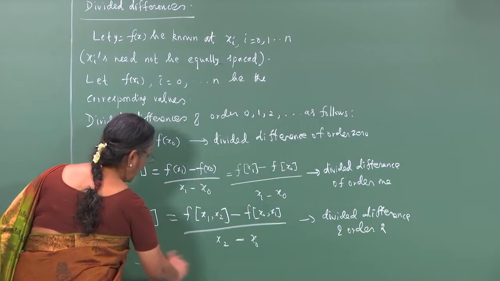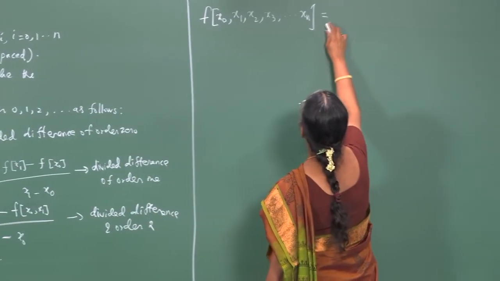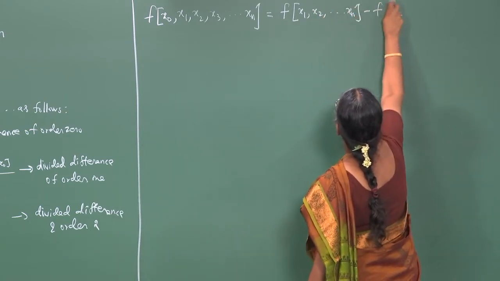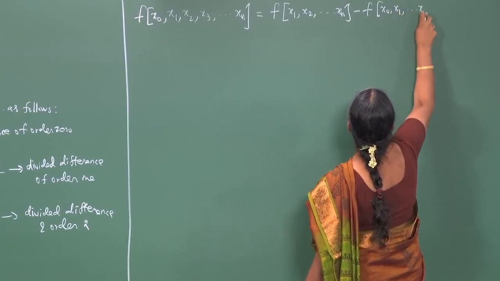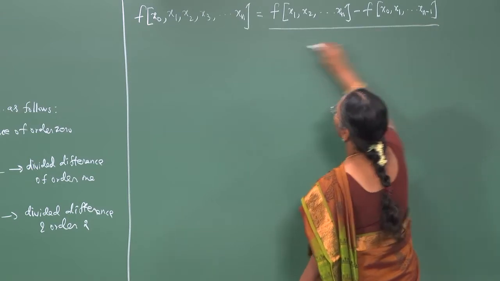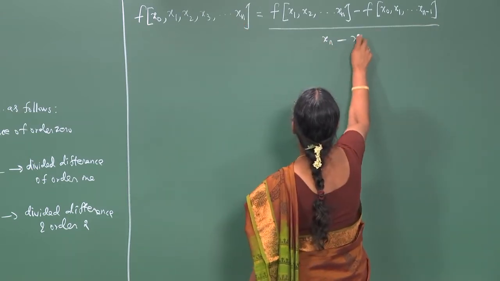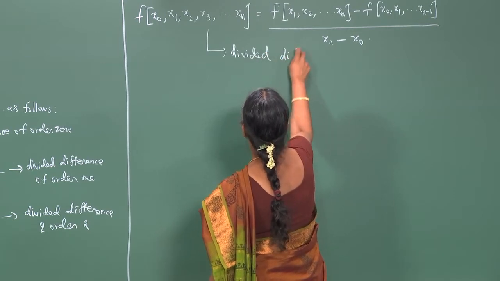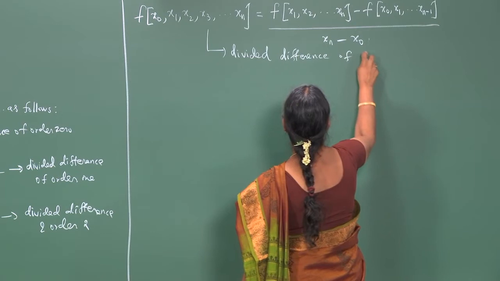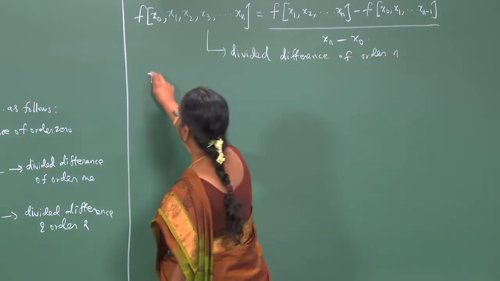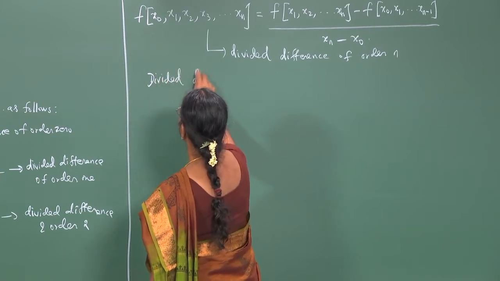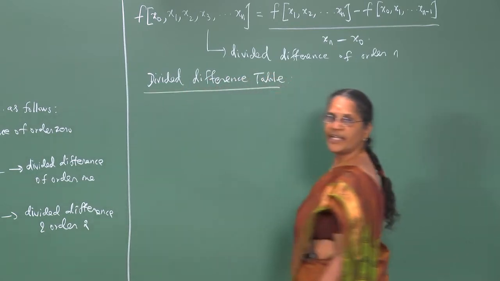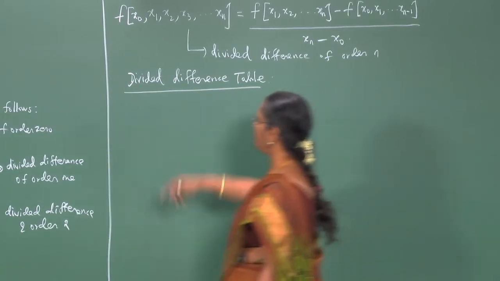So, we continue this way and write down the divided difference of order n as f of x1 x2 etc. xn minus f of x naught, x1, etc. up to xn minus 1, divided by, it is going to be now, xn minus x naught. So, this is divided difference of order n. So, it is possible using this definition to construct the divided difference table, and from there we will be able to write down the interpolating polynomial using the information from this table.